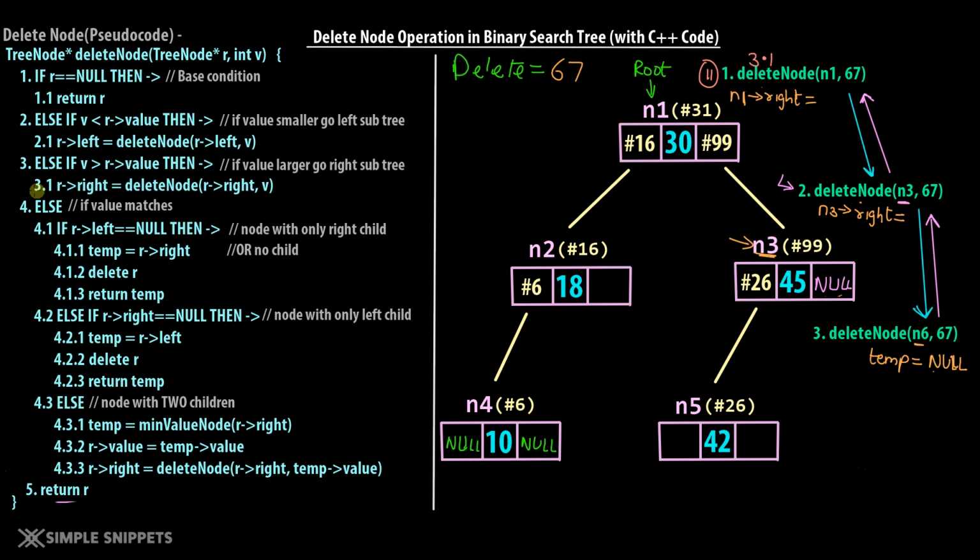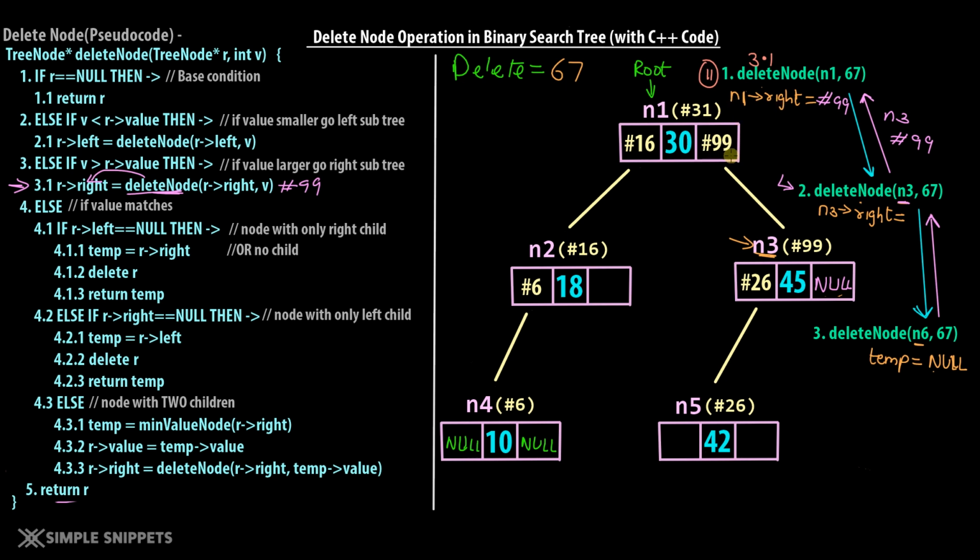So step number 3.1 in the pseudocode is this step. So when this second delete node will return with n3's address, what is n3's address? It is hash 99, correct? So hash 99 will be returned to the first delete node function call, and it will be stored as n1's right, because you can see at step number 3.1, r of right for the first delete node operation is n1's right, and the second delete node operation is on the RHS, and it has come back with hash 99, and that hash 99 will be stored as n1's right.